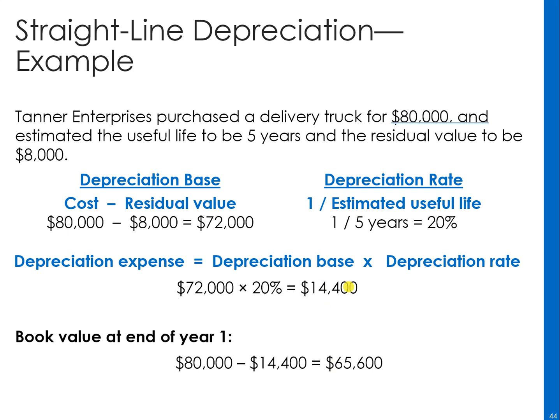For year 2, we're going to have the same amount of depreciation, because this is straight line depreciation. For year 2, the book value equals 65,600 less 14,400 again, or $51,200 remaining book value by the end of year 2. By the end of the 5th year, if you do the calculation, the book value will equal its residual value, $8,000, meaning this truck is fully depreciated.